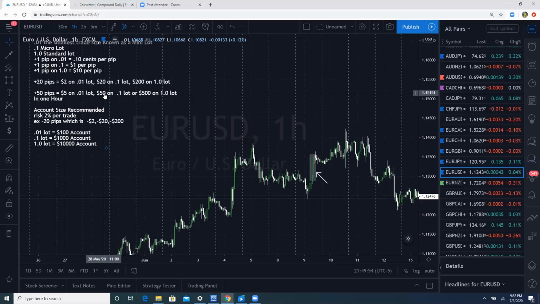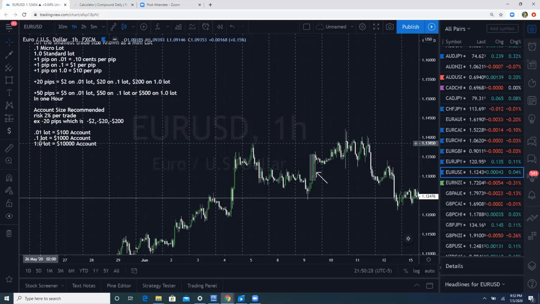So the next question that comes to mind is, how much money do you need to trade these different lot sizes? And to really answer that question, you have to know what your risk is. So my recommended risk per trade is 2% risk. So if we use an example of 20 pips, that's $2 or $20 or $200. To trade a 0.01 lot size properly with a 20 pip risk, you would need $100 to have those trades.